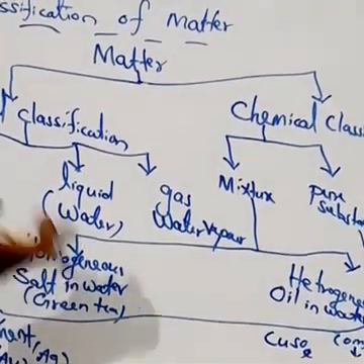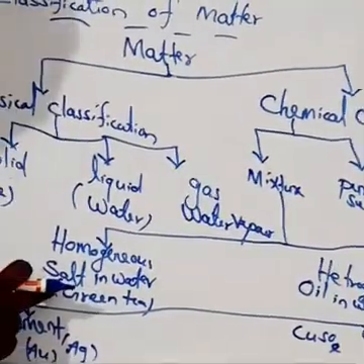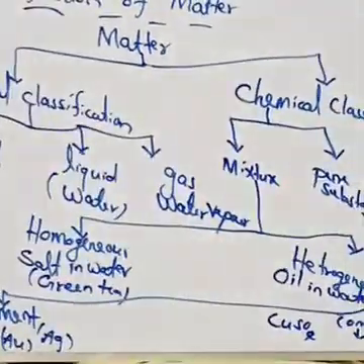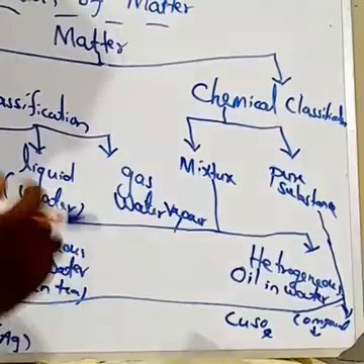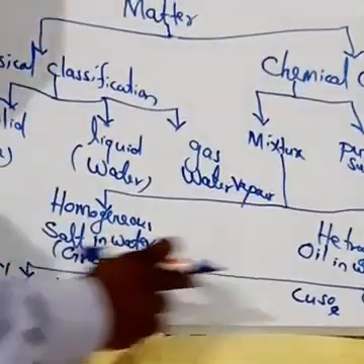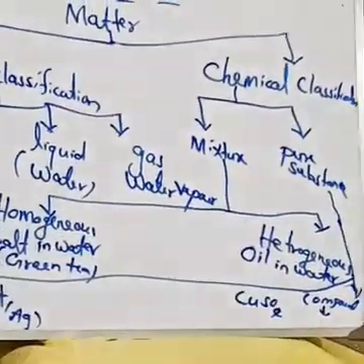Examples for homogeneous: salt in water. Heterogeneous example: oil in water. Here the pure substance is again classified into two types. One is an element and another one is the compound. Already I told you about that.